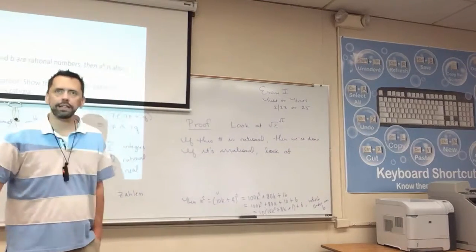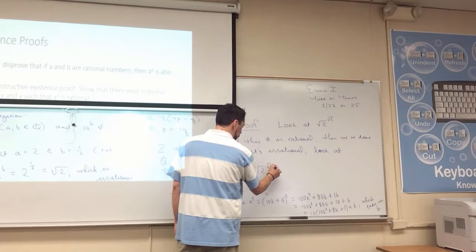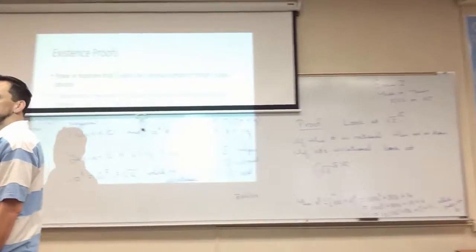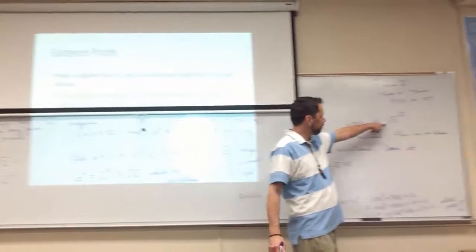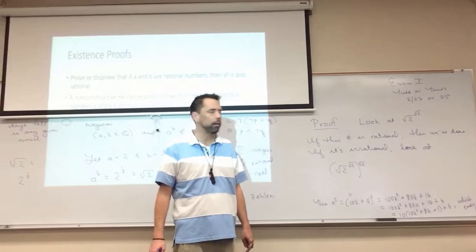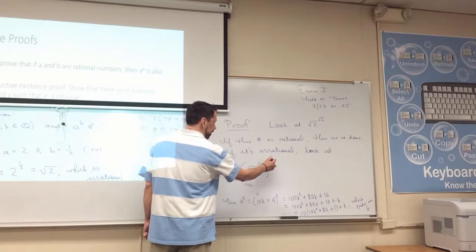Okay, and now I'm going to say, look at this. Look at square root of 2 to the power square root of 2, and then raise that number to the power square root of 2. Trying to show that an irrational number to an irrational power can be rational. Well, if that number is already rational, then we're done. If it's irrational, then this is our example right here, because this is irrational, and this is irrational.